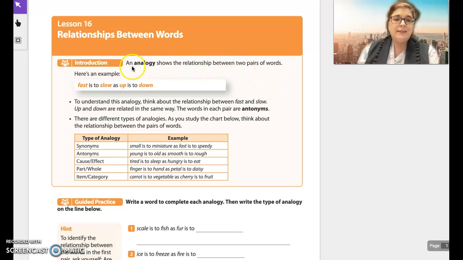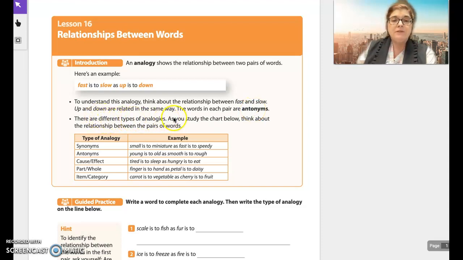Your introduction: an analogy shows the relationship between two pairs of words. Here's an example. Fast is to slow as up is to down. I used to hate these on a test because I could never figure out what they were talking about. Now, to understand this analogy, think about the relationship between fast and slow. Up and down are related in the same way. The words are what we call antonyms, correct?